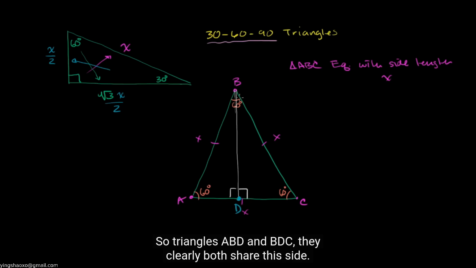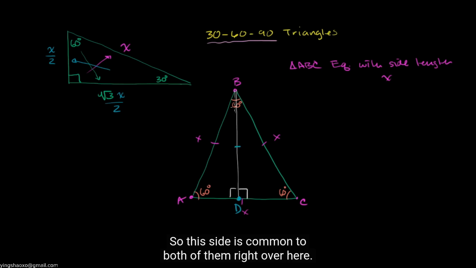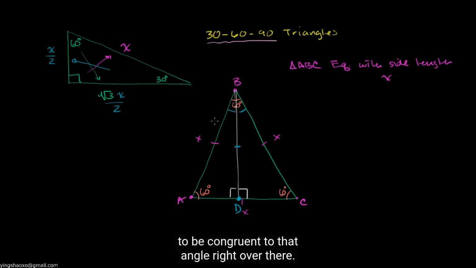So triangles ABD and BDC clearly both share this side. So this side is common to both of them right over here. This angle right over here is congruent to this angle over there. This angle right over here is congruent to this angle over here. And so if these two are congruent to each other, then the third angle has to be congruent to each other. So this angle right over here needs to be congruent to that angle right over there. So these two are congruent.